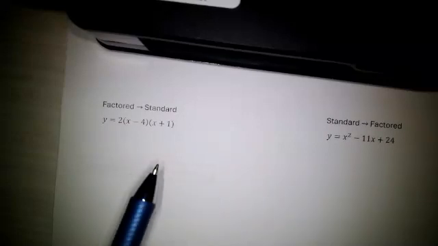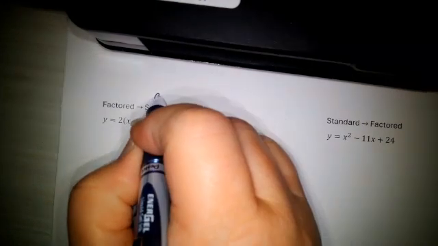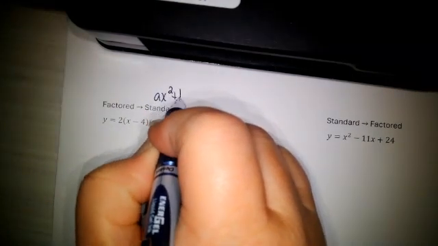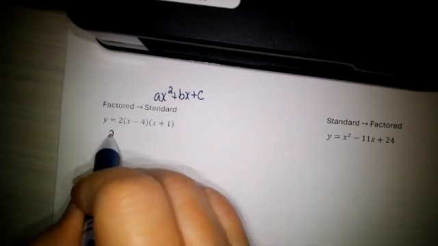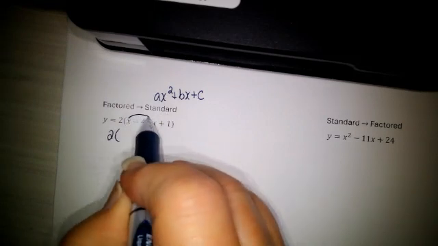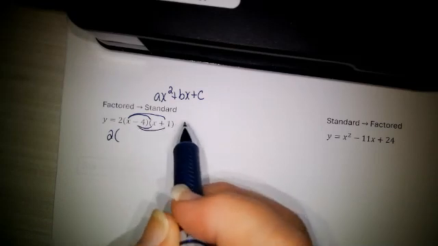Okay, to continue our notes on the different types of equations, we're going to take this one from factored form to standard form. So all we have to do is some multiplying, some FOIL and distributive property. So I'm going to keep the 2 here, and I'm going to go ahead and FOIL my x minus 4 times my x plus 1.